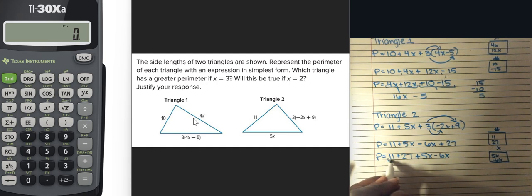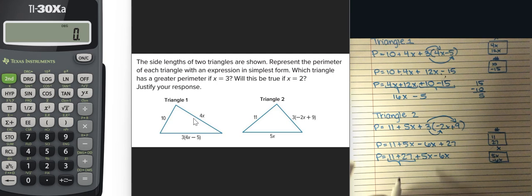All right, and now let's simplify that. So 11 plus 27 gives me 38. And then if we simplify over here, we have 5 minus 6. So we're going in different directions, so we're going to use subtraction. In other words, that would be 6 minus 5.